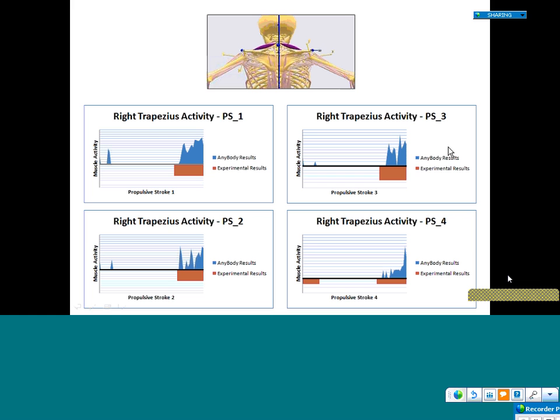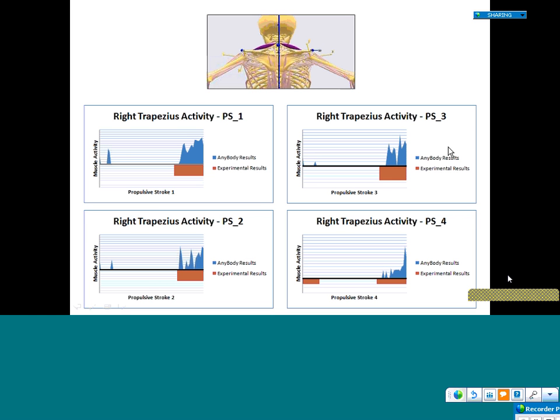And you can see the shape of the curve for this particular muscle, the right trapezius, for each of the push strokes. So it's unfiltered. This is exactly how it's been output. You can see that AnyBody is predicting, based on the building of the model, that the right trapezius in push stroke 1 will fire at approximately 3/4 of the way through the contact time of the push stroke.